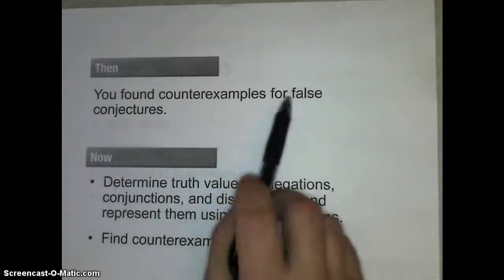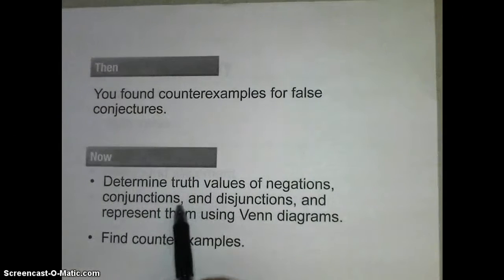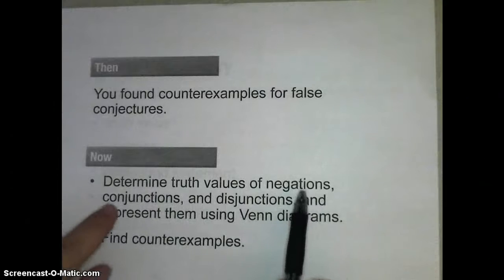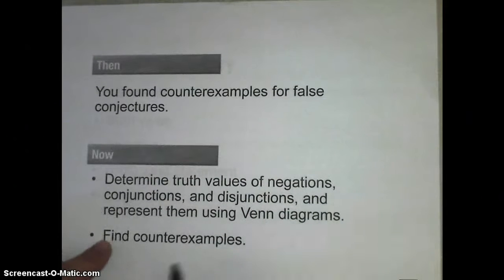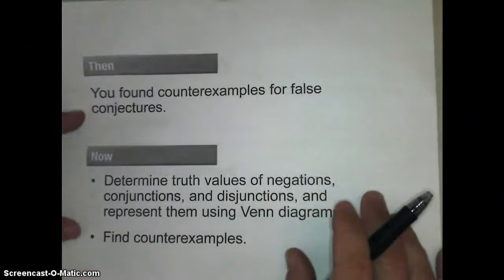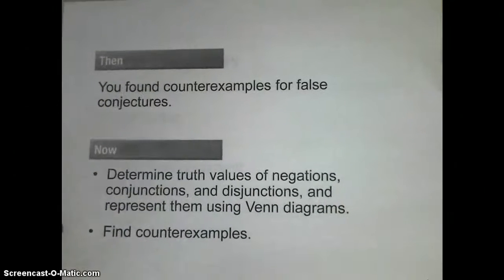Previously we've found counterexamples for false conjectures. Today we're going to talk about truth values of negations, conjunctions, and disjunctions. And we're going to represent them using Venn diagrams. We're also still going to find counterexamples as part of what we do today, but there's a lot of new vocab in this discussion of logic.